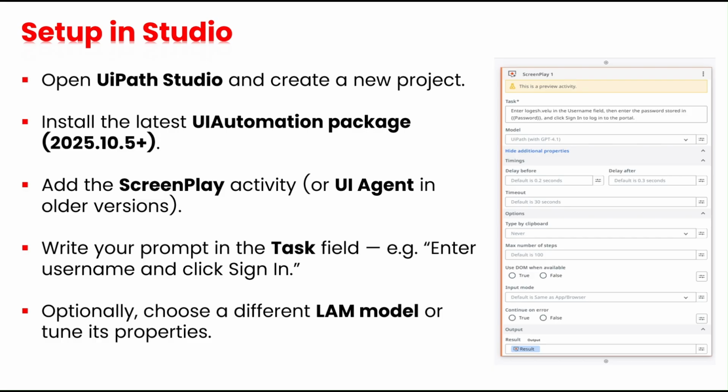Let's set it up in Studio. First, open UiPath Studio and create a new project. Next, install the latest UI automation package, October 5th, 2025 or newer. Drop in the ScreenPlay activity, or UI agent if you're on an older version. In the task field, just write what you want it to do, for example, enter username and click Sign In. If you'd like, pick a different LAM model and tweak properties like delay, before/after, or max number of steps to match your app speed. That's it. You're ready to run your first ScreenPlay step.